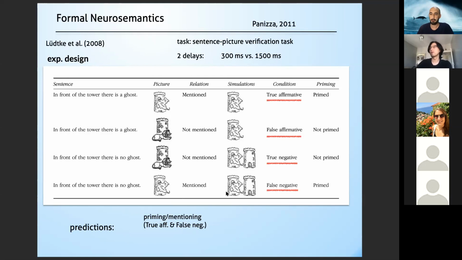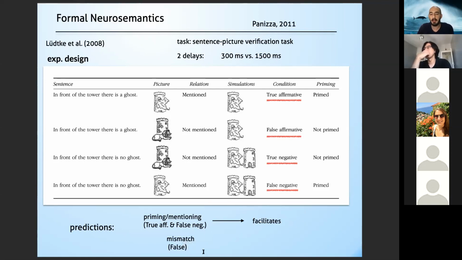But according to these models, you should be actually quite good in this condition because you did represent a ghost and you do have a ghost in the picture. So it doesn't really matter whether in a way the resulting meaning gets rid of the ghost, because you have represented that. Right. So even in this condition that's supposed to be very hard because it's negative and because it's false, you should be actually quite good.